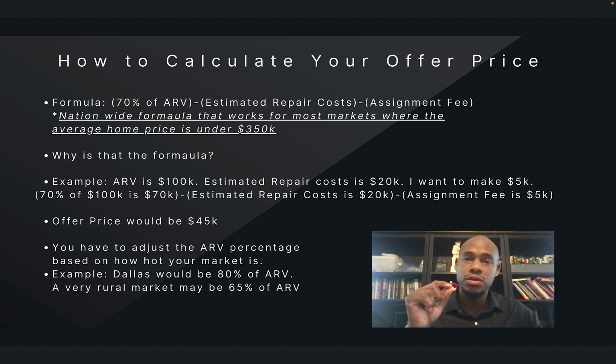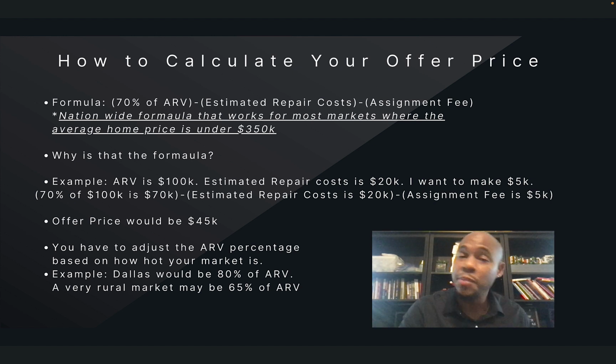So one thing you do have to make note of is you have to adjust this formula a little bit based on your market, based on how popular, how hot that market is, or how rural that market is. For a very hot market, for example a Dallas type of market, it would be 80% of ARV. The spread will be a little bit thinner for your buyer because it's such a hot market, right? So instead of 70%, you've got to bump that up to 80% of ARV minus repairs minus your assignment fee.